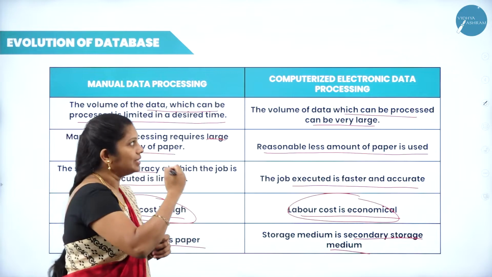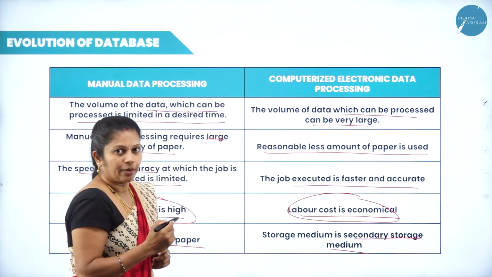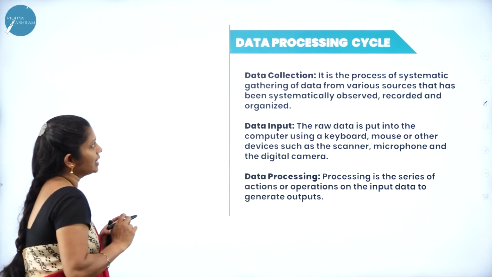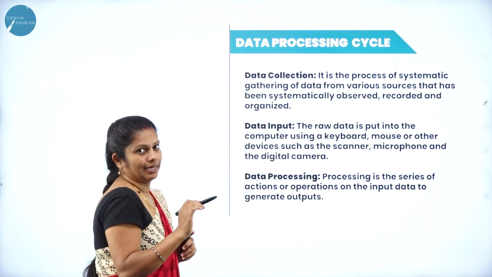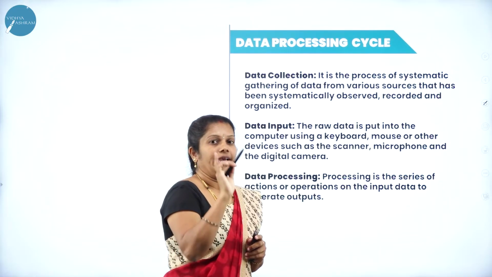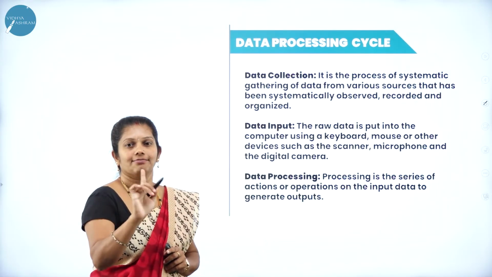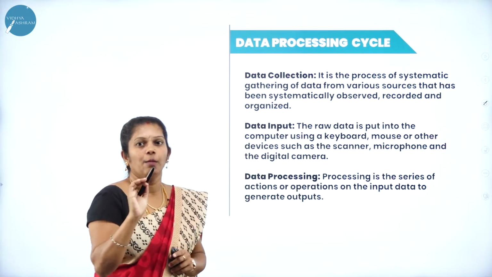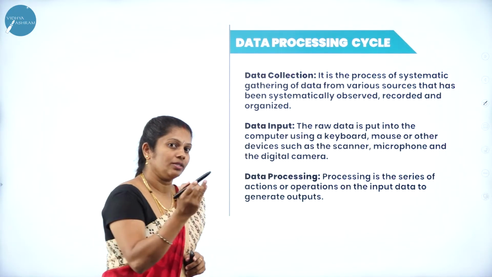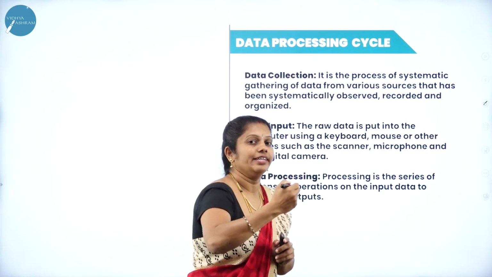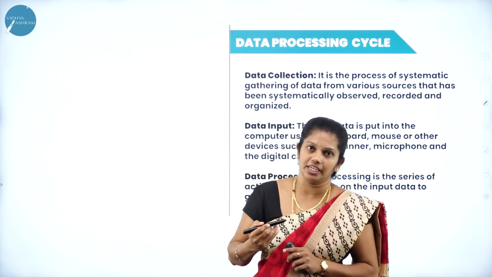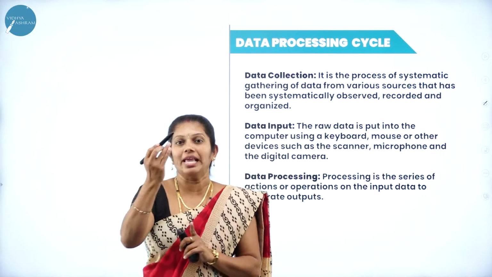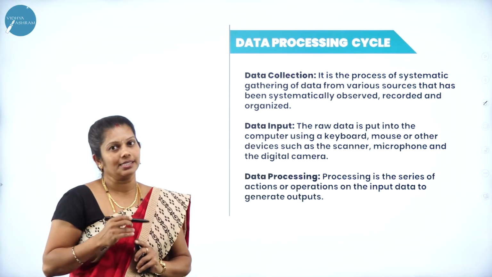Okay, these are the major differences between manual data processing and electronic data processing. Next, we will discuss the data processing cycle. This is also very important. In the annual exam, this type of question they will ask for 5 marks: write or explain the data processing cycle. In the same way as they asked to explain the difference between manual and electronic data processing, you will get this type of question, that is, briefly explain the data processing cycle.